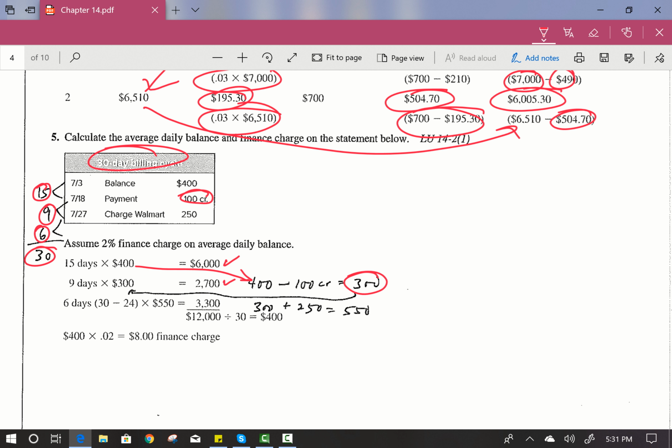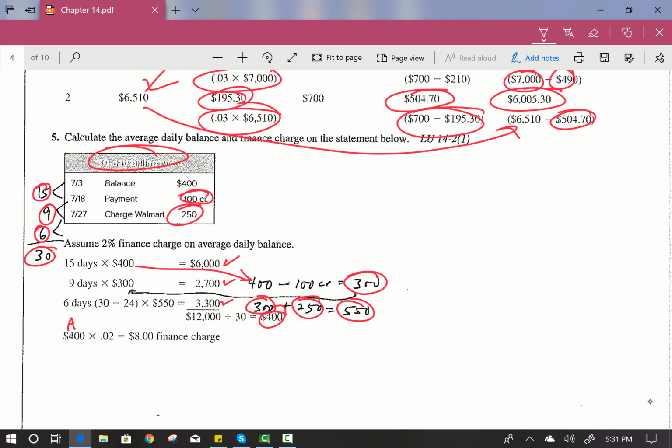And now we still have a $300 balance. And so we add the Walmart charge of $250 to give us a new balance of $550, and we have that balance for 6 days. So $550 times 6 days gives us $3,300. Add up our extension totals, which is $12,000, divided by 30 days in the billing cycle to give us the average daily balance of $400.